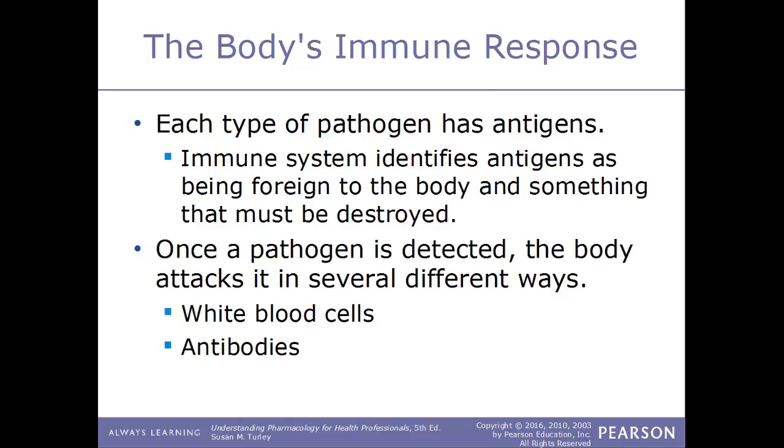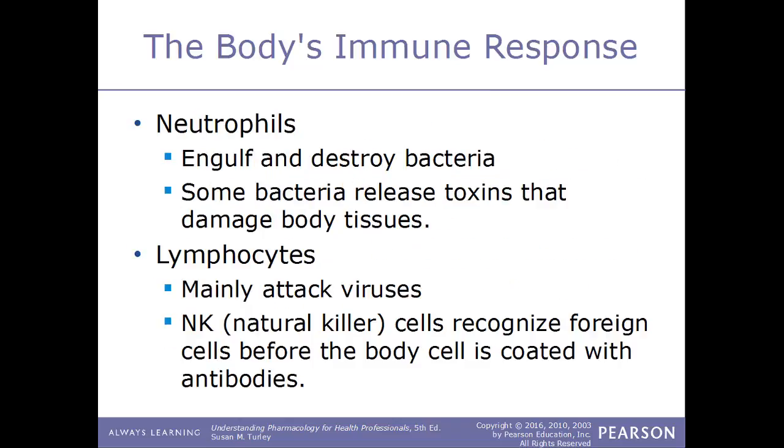Once a pathogen is detected, the body can attack it in several different ways. These can include white blood cells, or these can include antibodies. Some examples of white blood cells include neutrophils, and they engulf and destroy bacteria. Some bacteria, after they're destroyed, will release toxins that are damaging to body tissues. Another example of a white blood cell is a lymphocyte, and these will mainly attack viruses. A specialized white blood cell called the NK cells, or natural killer cells, will recognize foreign cells before the body cell is coated with antibodies.